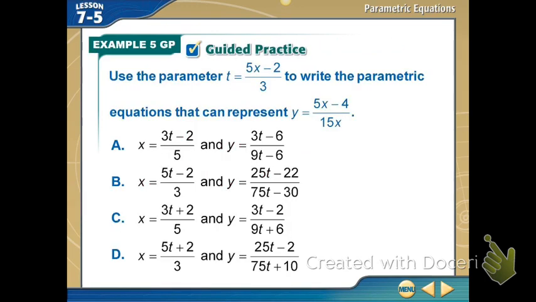Last one, give it a try. See if you can use the parameter they give you to take the rectangular equation and turn it into two parametric equations. When you're ready to check your answer, pause the video, unpause the video, and then come back and see if you got the correct answer. So you should have found the correct answer here was C.